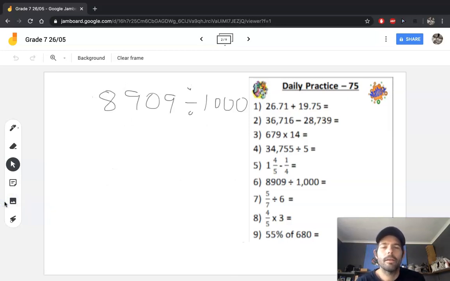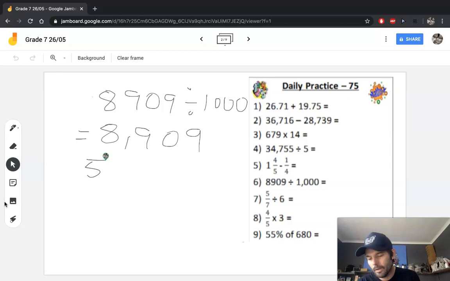8,909 divided by 1,000. We know when we divide, the number gets smaller. So if you're dividing by 1,000, that's 3 places smaller. So that's going to give us 8.909. Right, then I'm going to do question 7 at the same time.